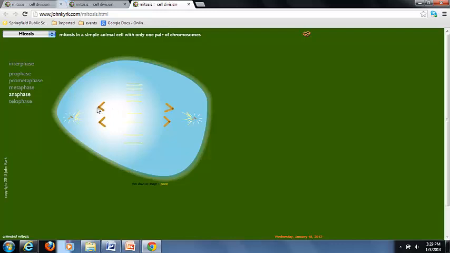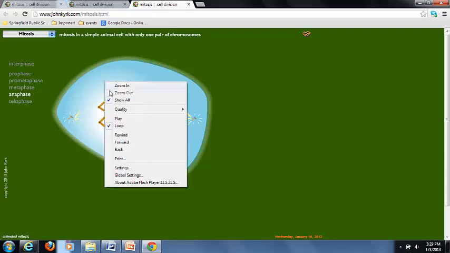Remember though, they are identical to each other because the DNA replicated way back in interphase. So this side of the cell is getting identical pieces of sister chromatids as this side of the cell over here, which these 2 pieces are identical as well. So anaphase is when those sister chromatids split.